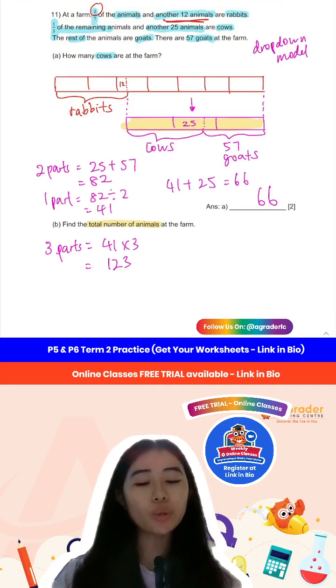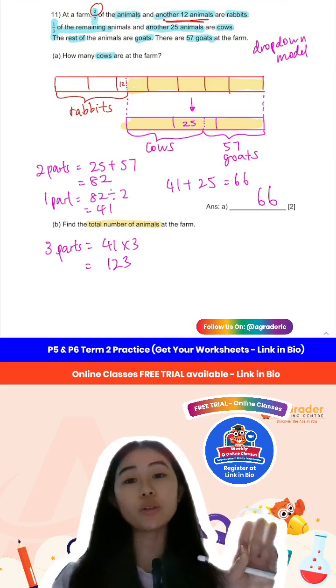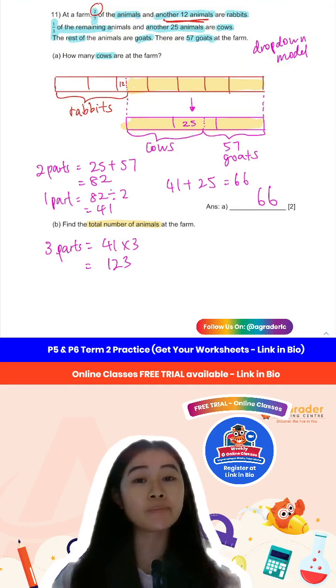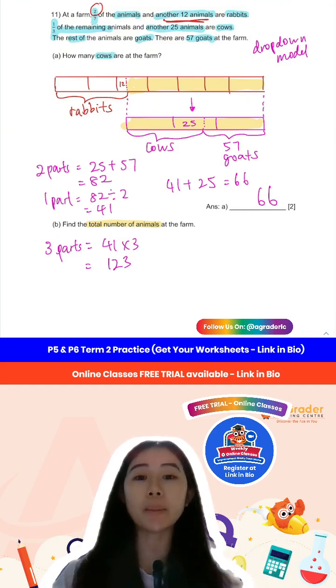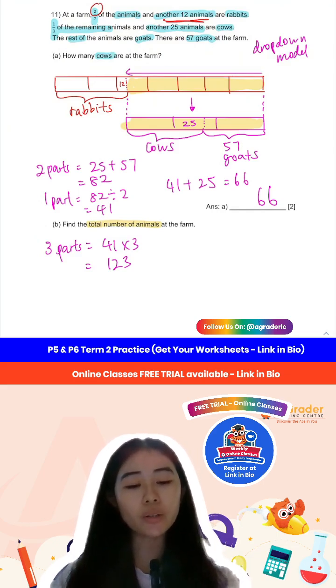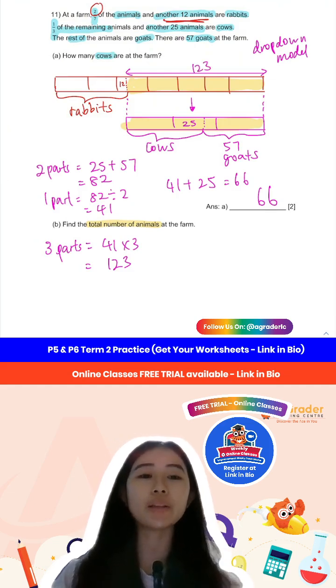So this 123 is actually the same as the top part of the model because just now you dropped it down, right? When you drop it down, it's the same size. If it's the same size, it will be the same number. So you can label the top part of the model here as 123. That's your remainder.